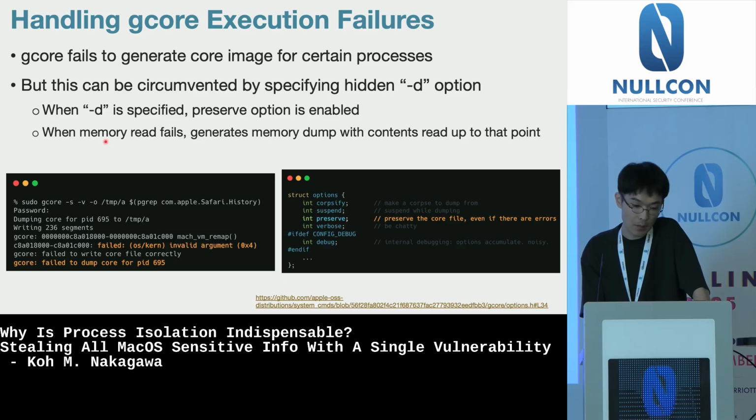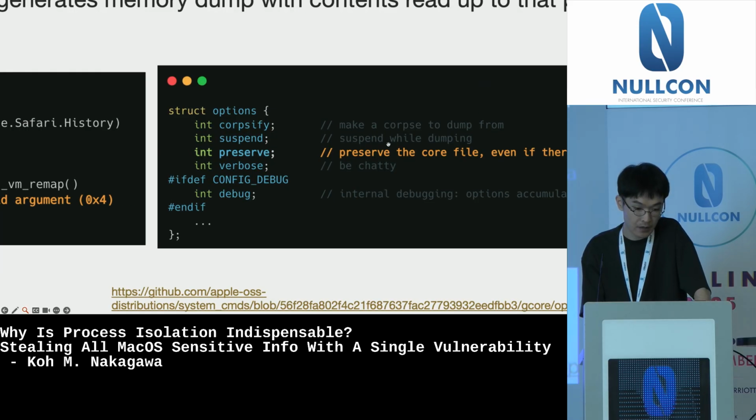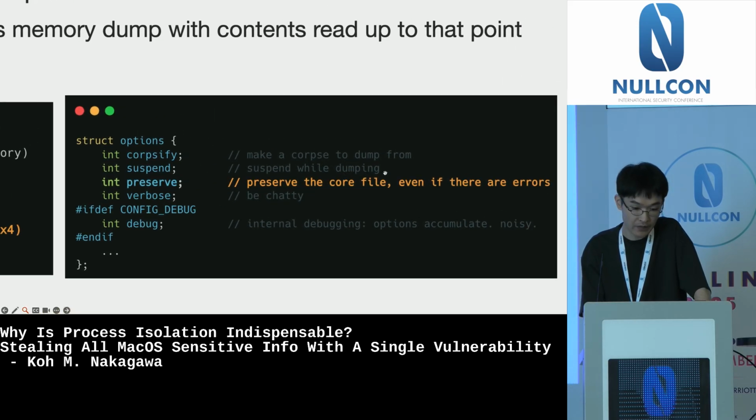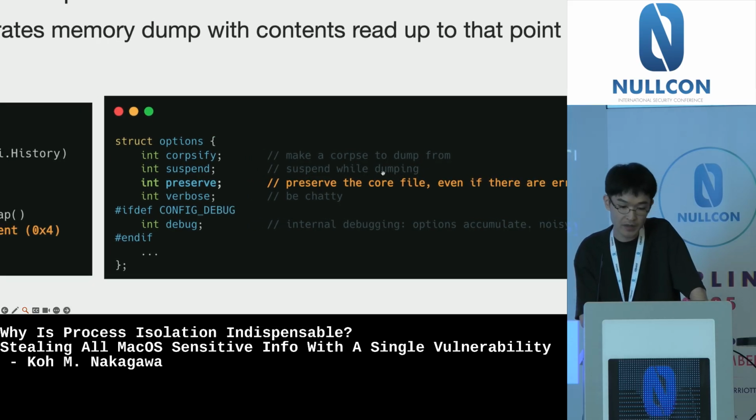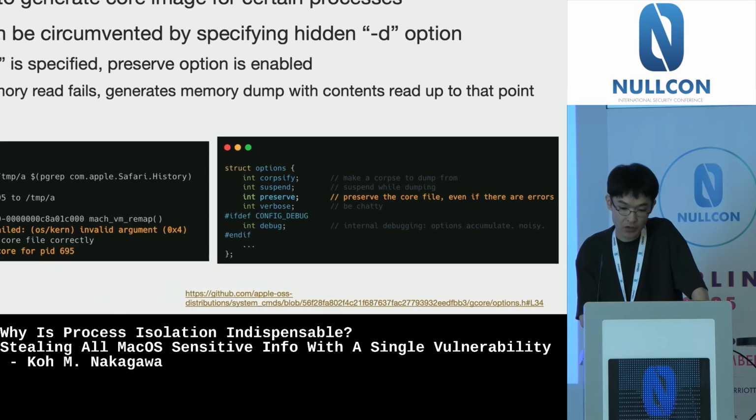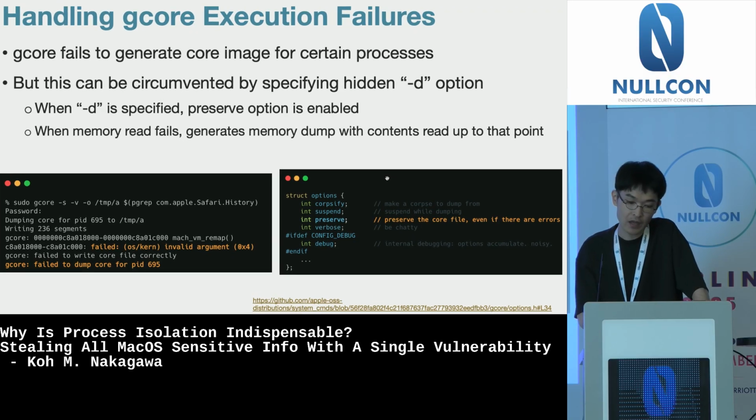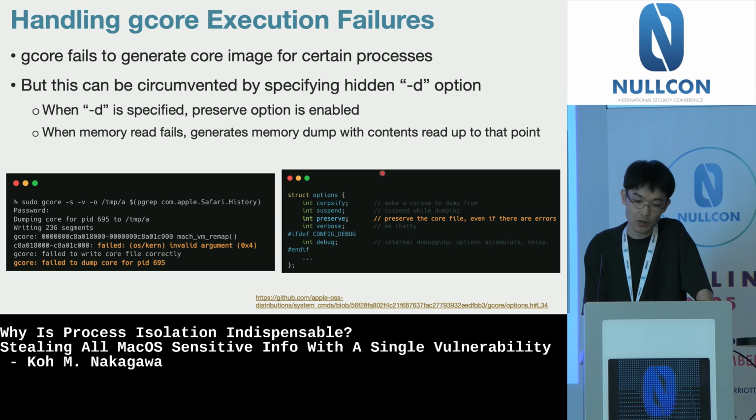It says: preserve the core file even if there are errors. So even if some memory reads fail, you can still get a partial memory dump. With the hidden -d option, we can work around gcore's occasional failures.